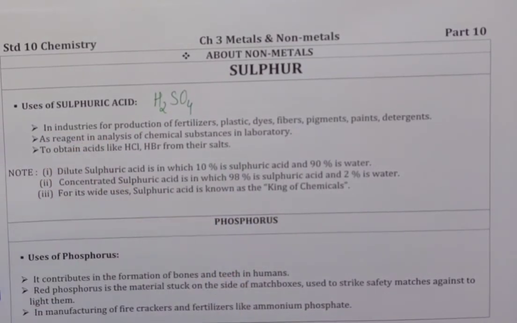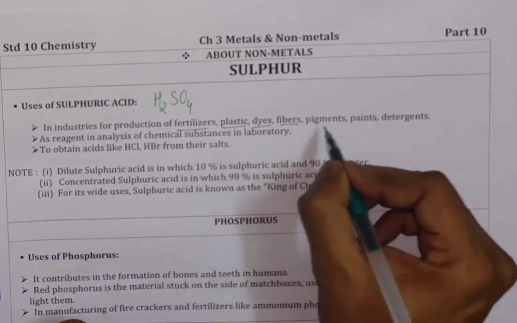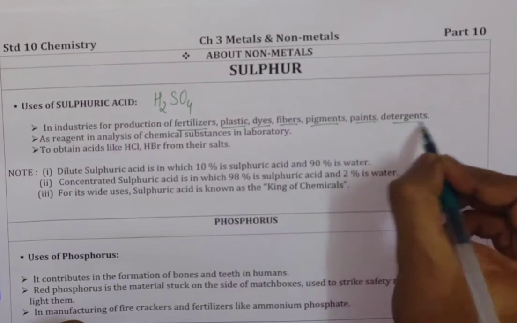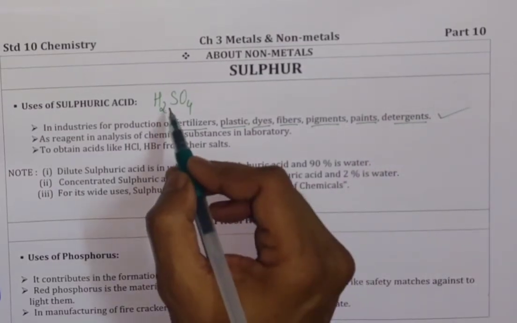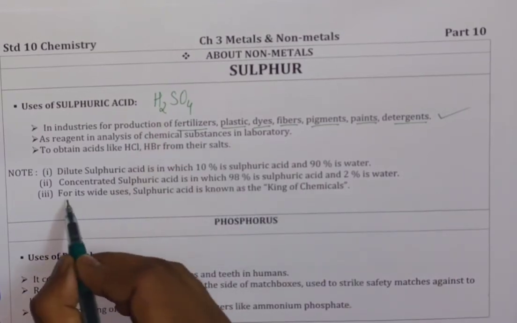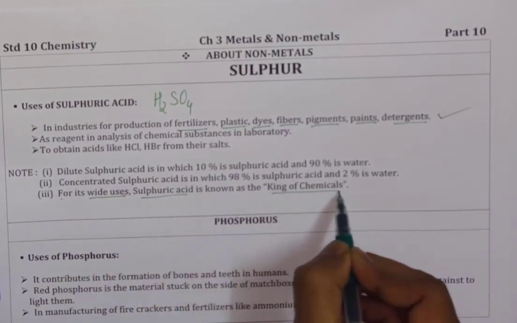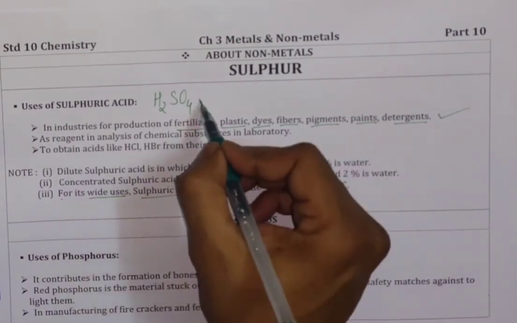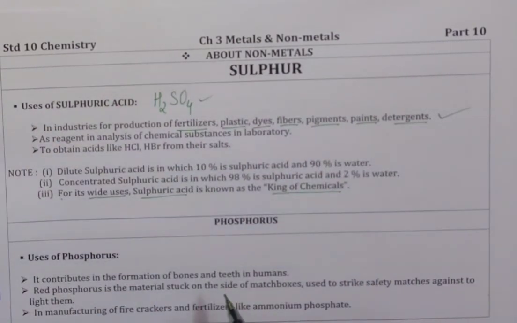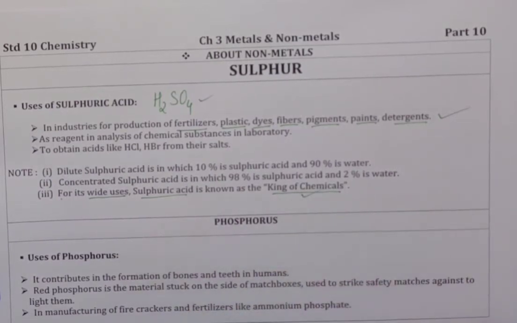In industries, the production of fertilizer, plastic, dyes, fibers, pigments, paints, detergents, ये सारे चीज बनाने में sulfuric acid is used. Children, here is one note. For its wide uses, sulfuric acid is known as king of chemicals. देखो कितनी सारी इंडस्ट्रीज में सल्फ्यूरिक एसिड का यूज है. सो बिकॉज ऑफ इट्स वाइड यूज, एक्सटेंसिव यूज, इट इज कॉल्ड किंग ऑफ केमिकल्स. सारे केमिकल्स में सबसे ज्यादा केमिकल सल्फ्यूरिक एसिड यूज होता है.